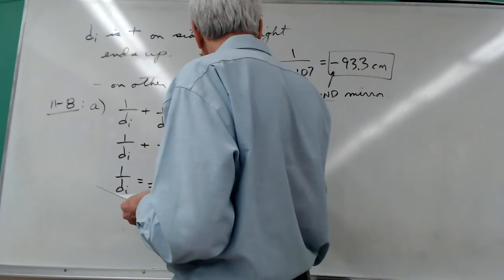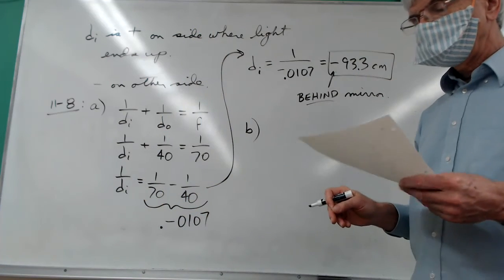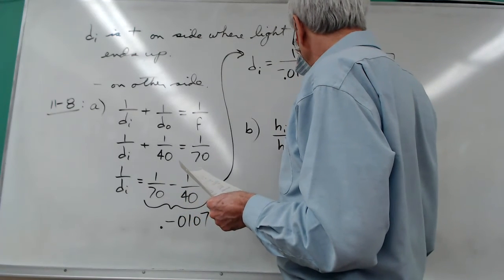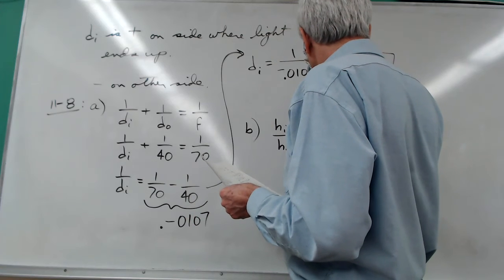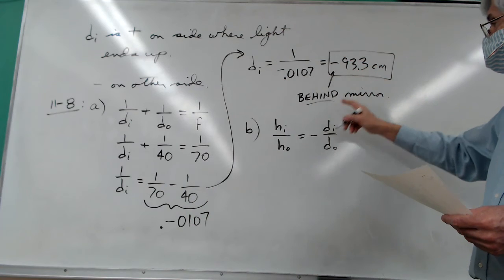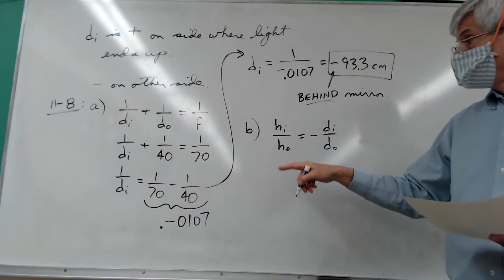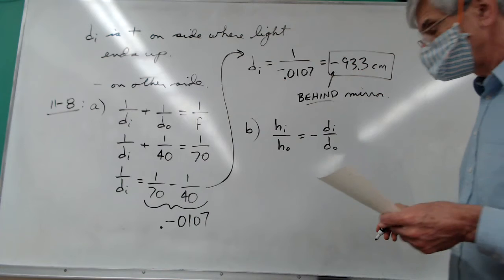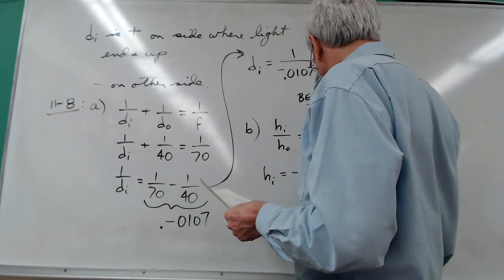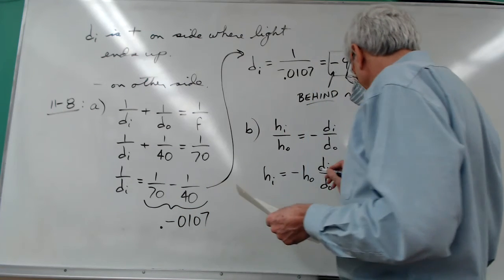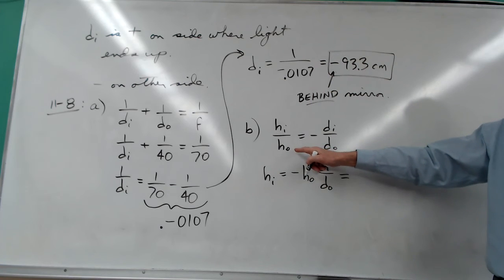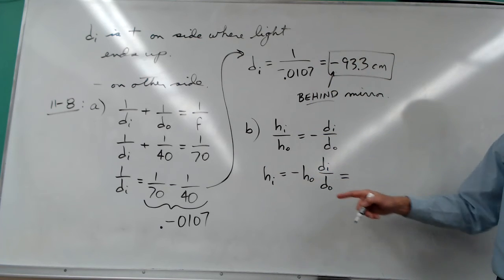For part B, the size of the image, HI over HO equals negative DI over DO. Now that I've calculated the image distance, I know 3 out of the 4 things in this and can solve for the height of the image. Multiply both sides by HO to solve it for the height of the image.